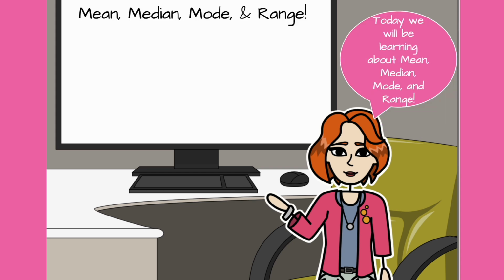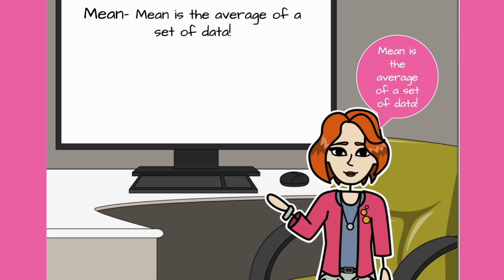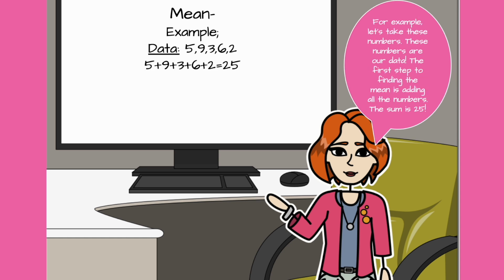Today we will be learning about mean, median, mode, and range. First, let's focus on mean. Mean is the average of a set of data. To find the mean, you must add all numbers in the data together and then divide the sum of the numbers by the number of numbers. That may seem confusing at first, but it'll get easier.